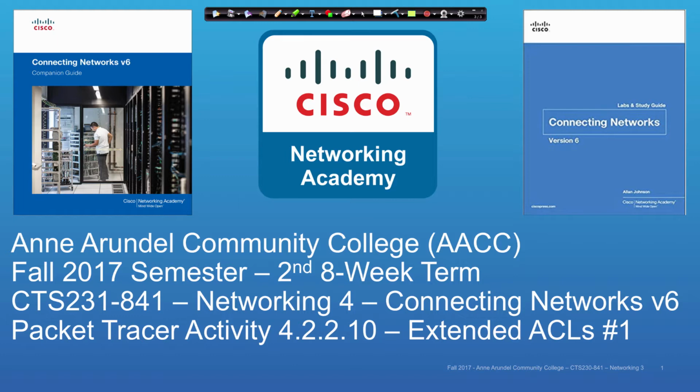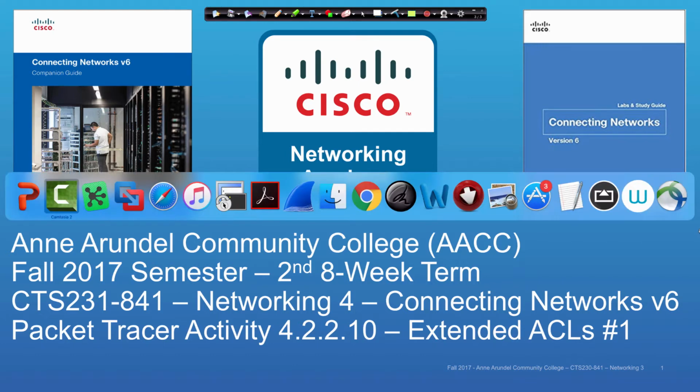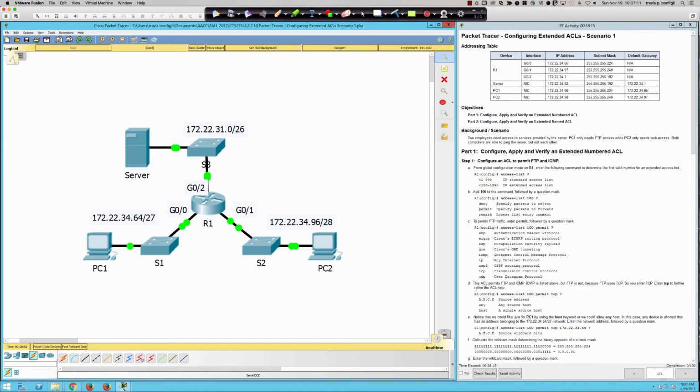Packet Tracer Activity 4.2.2.10, where we're going to be taking our first look now at configuring extended ACLs. So let's go ahead and jump in here. You can see we've got our addressing table over here to the right. We're simply going to configure and apply and then verify an extended numbered ACL, and then we're going to be creating a named ACL. Now remember, the key thing with ACLs is that they are stateless, right? They don't keep track of any state information. They are simply a packet filter.